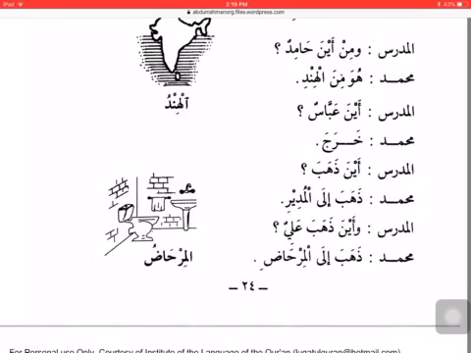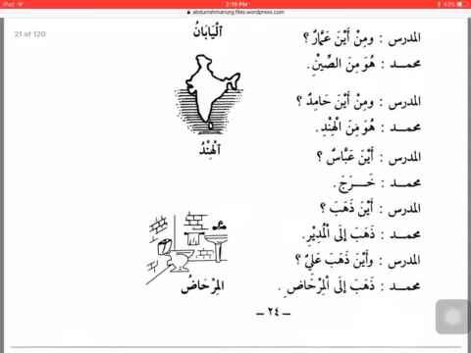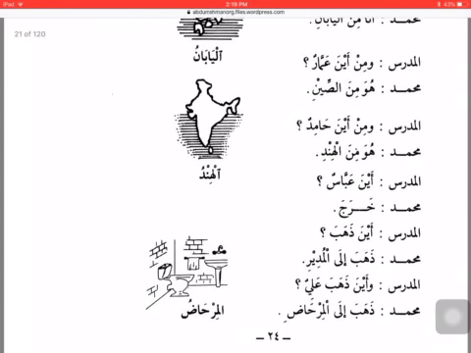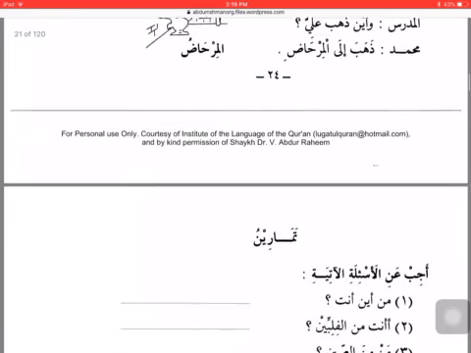So we learned a lot of things in this little dialogue. We learned two new pronouns, ana and anta. We learned two new huruf of jar, min and ila. We learned two new verbs, kharaja and dhahaba, so two of each. And then we learned some names of countries, As-Sin, Al-Yaban, Al-Hind, and we also learned the name for toilet, mirhad.